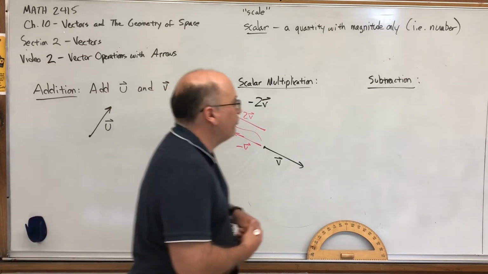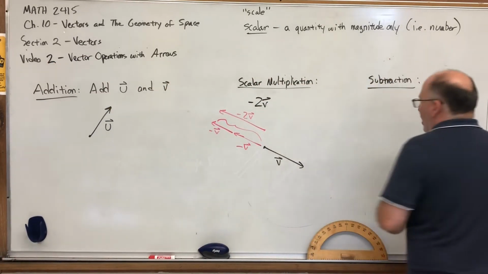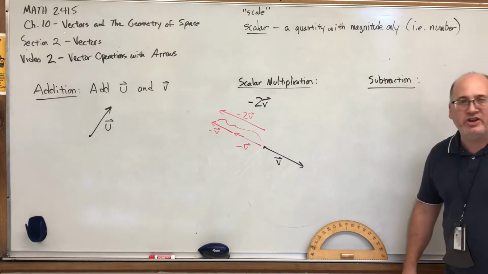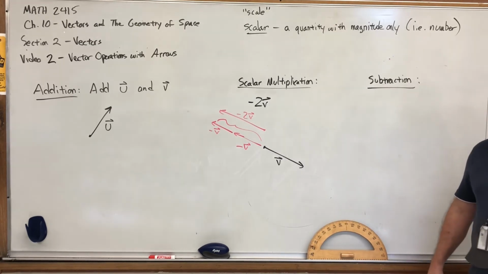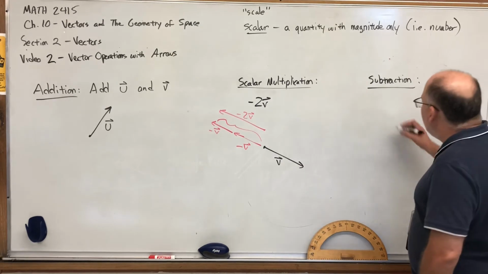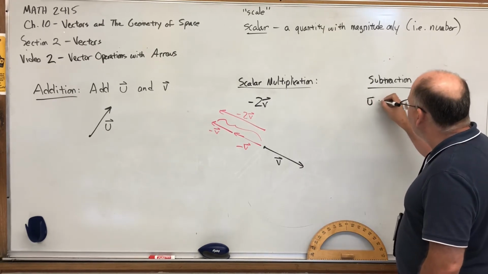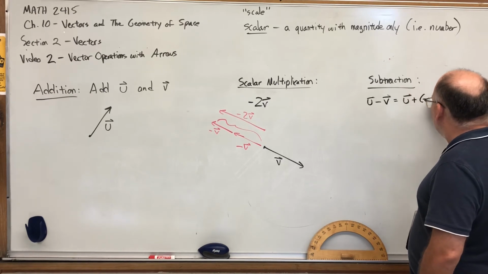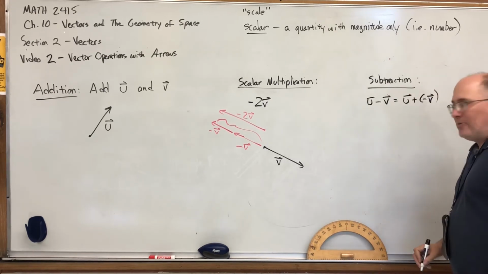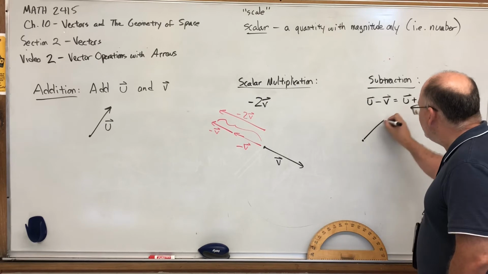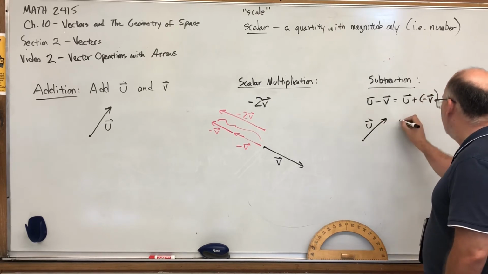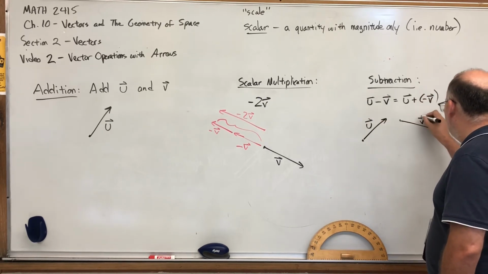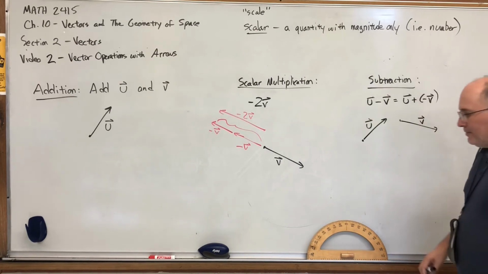The last vector operation I want to talk about is subtraction, but honestly, subtraction is just a culmination of addition and scalar multiplication by -1. Meaning that if you have something like u minus v, then that's just the same as u plus negative v. So let's see what that would look like. Here's u, here's v. What would u minus v look like?